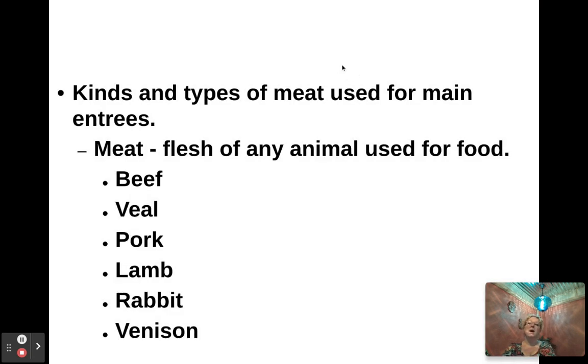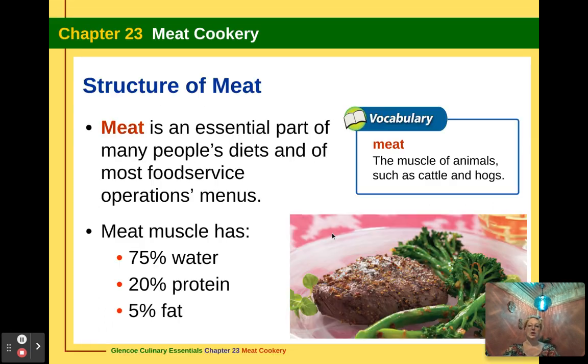When we talk about meat, we are talking about the flesh, the muscle of animals that is used for food. Here in the United States, the common ones that are eaten are beef, veal, pork, lamb, rabbit, and venison. In other countries, some other types of meat may be consumed, which American culture finds a little weird, but is normal in other cultures. But these are the ones that we are going to be focusing on as we work through this unit.